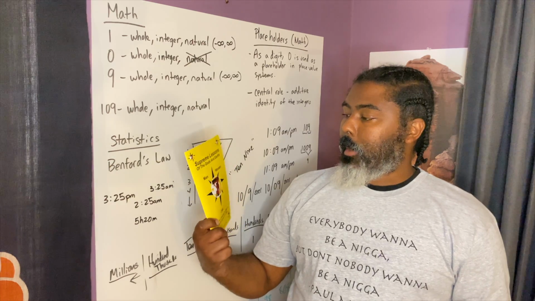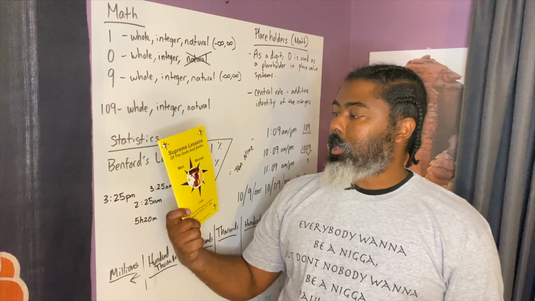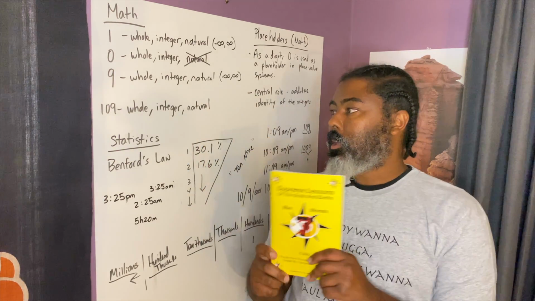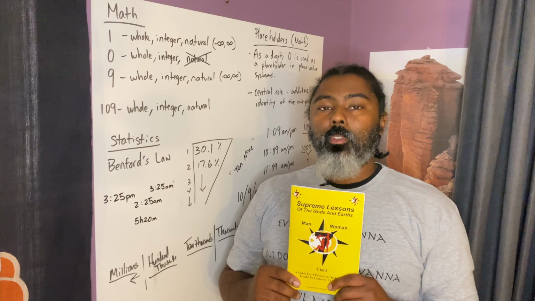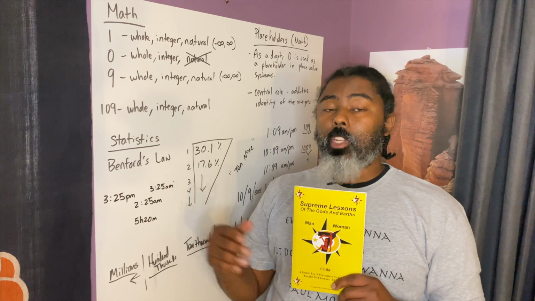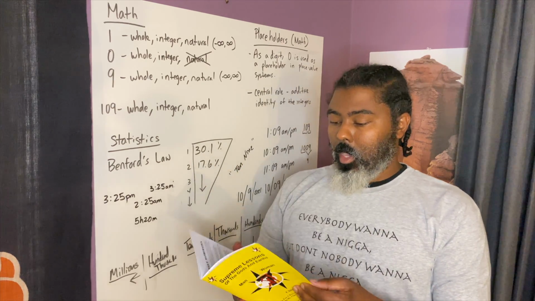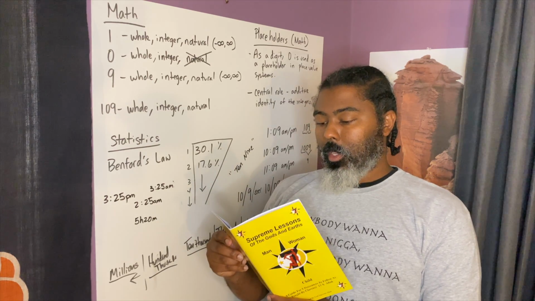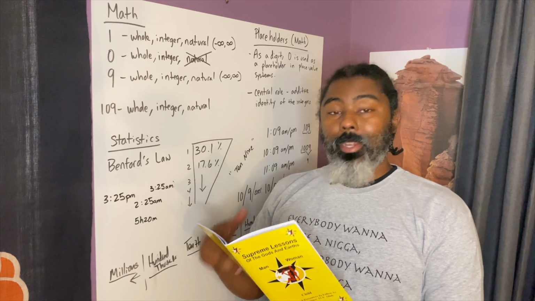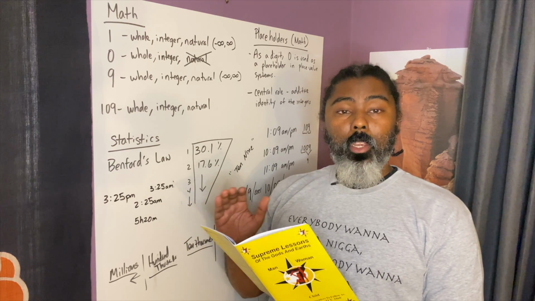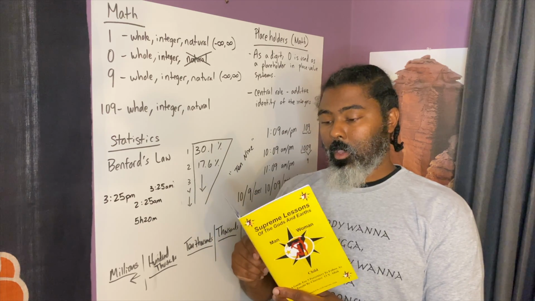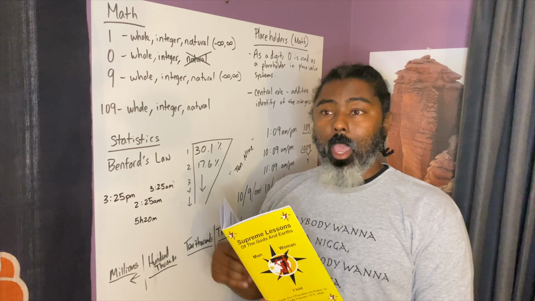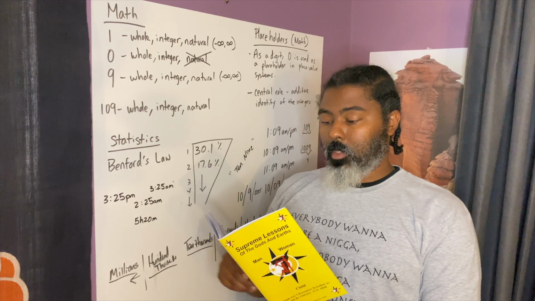All right, so I grabbed my Supreme Lessons of the Gods and Earths. And in this book here, it explains the qualitative values of each number, 1, 0, and 9. And if you will indulge me, it says here, daily mathematics, the number 1 is knowledge. And knowledge is the foundation of everything in existence. And I'm in agreement with this definition.